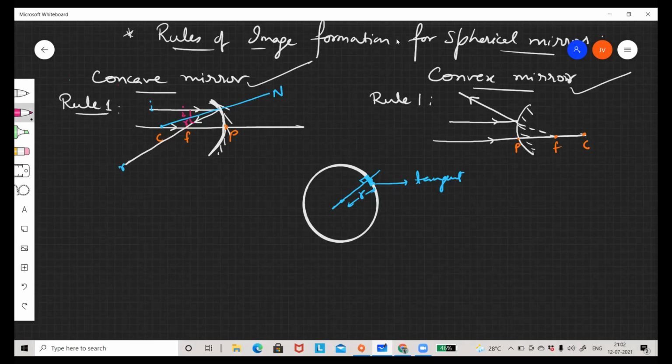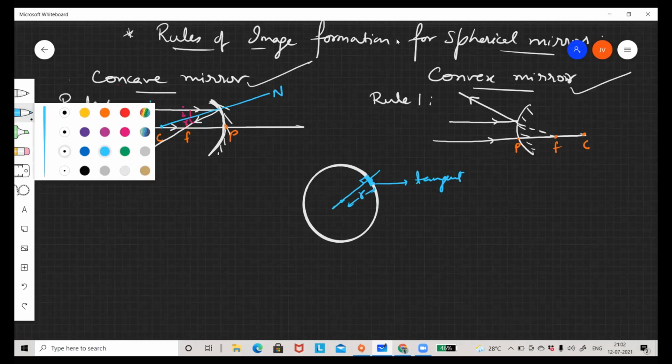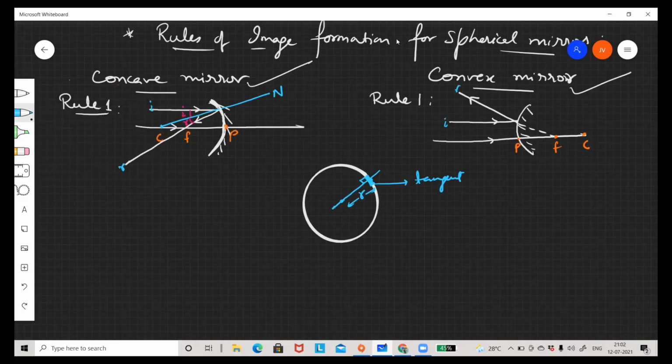Let us do the same for the convex mirror. This is the incident ray, this is the reflected ray. At the point of incidence, here, I have to draw a normal. If I draw the normal at this point of incidence, it is definitely going to pass through the center of that sphere of which this mirror is a part.